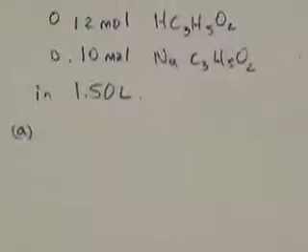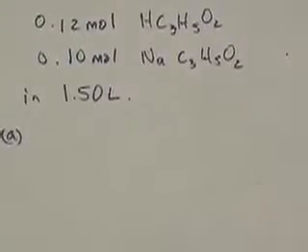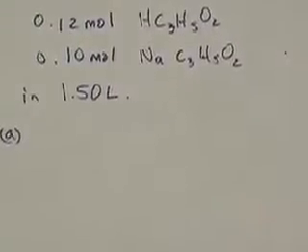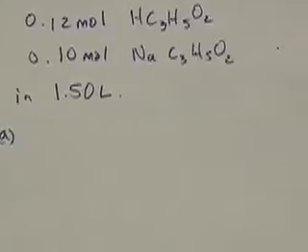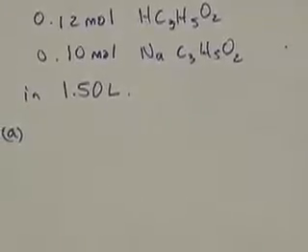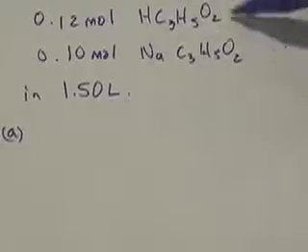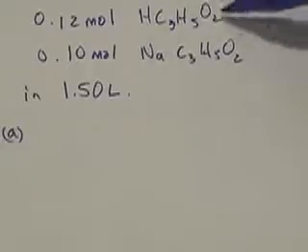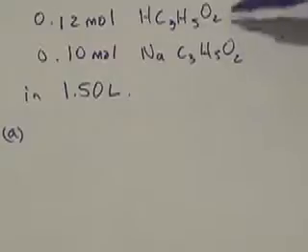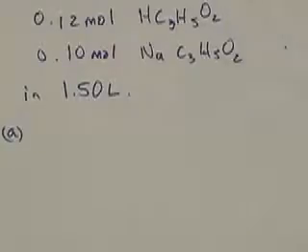So we're told that we have propionic acid, 0.12 moles of that, and we're also told that we have 0.1 moles of sodium propanoate, and it happens to be in 1.5 liters. First step to doing these problems I always recommend is writing down the number of moles or the amounts of the stuff that you have dissolved in water.